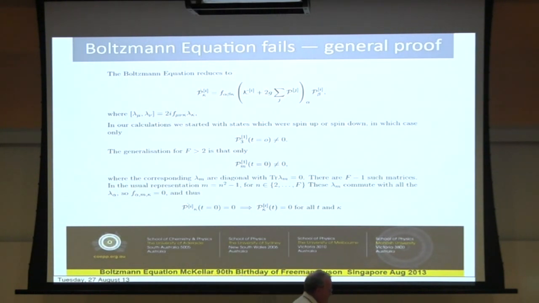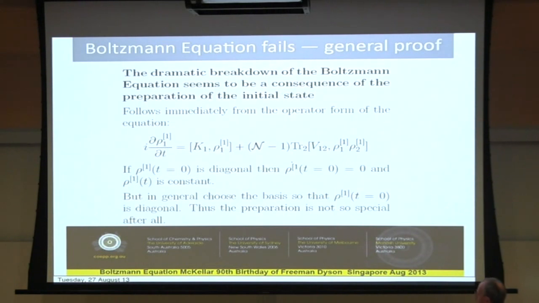That shows that if P dot is zero, P is going to be constant. And as you saw from the graphs, the single particle probabilities are definitely not constant. So the single particle density matrix is definitely not constant. We're infinitely wrong in going to the Boltzmann equation.